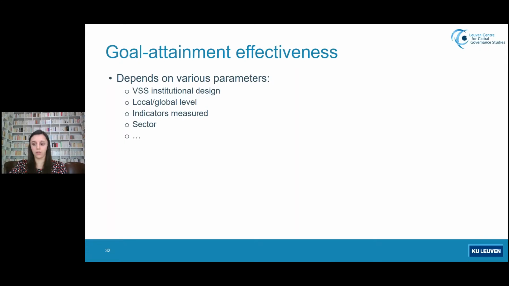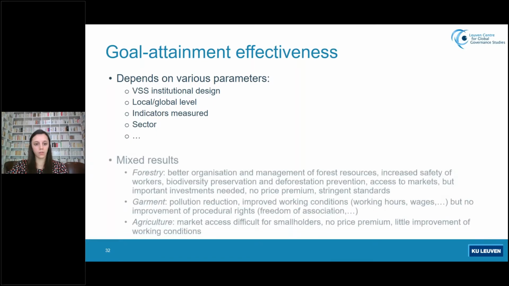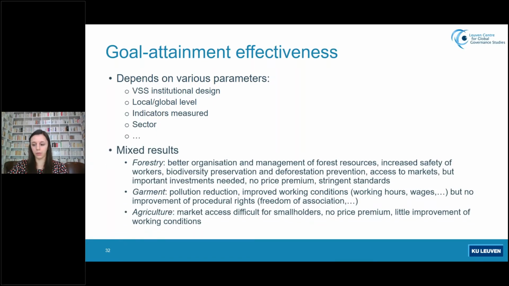And of course, this also varies, as you can see on the slide. It also varies across sectors, whether you are studying the impacts of VSS in the coffee sector, in the cocoa sector, in the electronic sector, in the garment sector. It can be very, very different. So as I said, those studies have very mixed results, and I can give some examples.